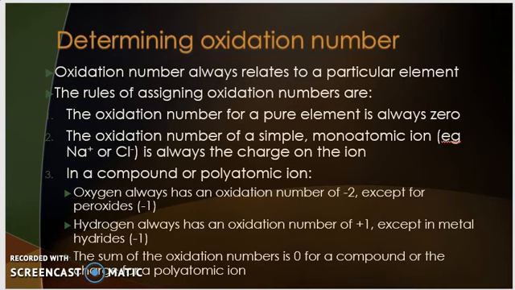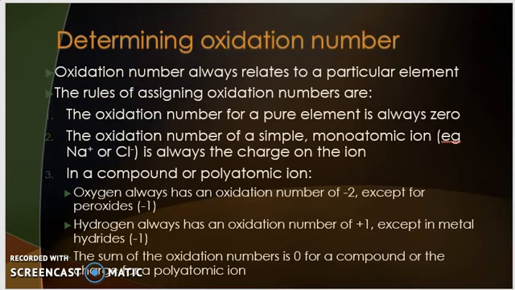Okay, so the first one is that the oxidation number for a pure element is always 0. So if you have an elemental substance, you know, you've got some iron metal, you've got some hydrogen gas, those sorts of things, the oxidation number for those substances is always going to be 0. If you have a simple monoatomic ion, like the sodium ion, the chloride ion, the aluminium ion, the zinc ion, the copper ion, you get the idea, then the oxidation number for those simple ions is always the charge on that ion.